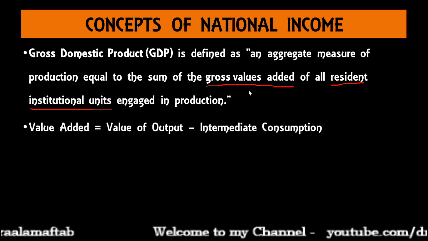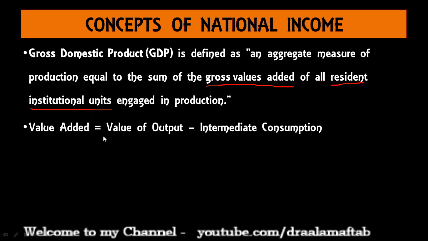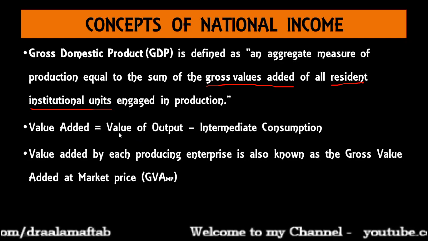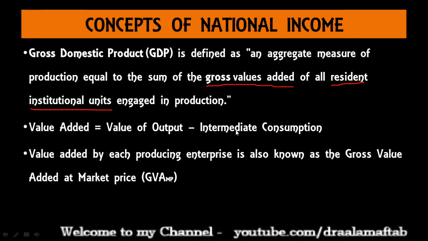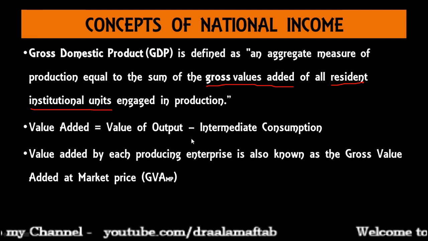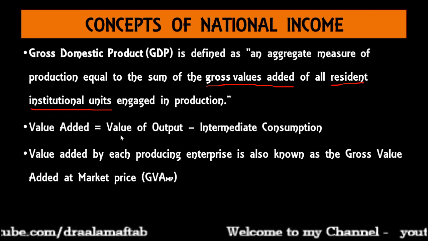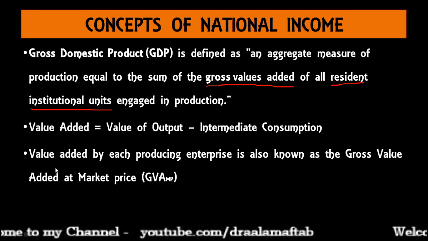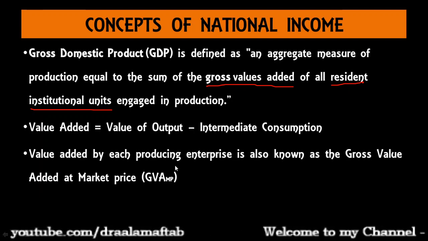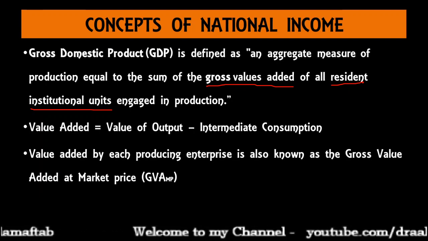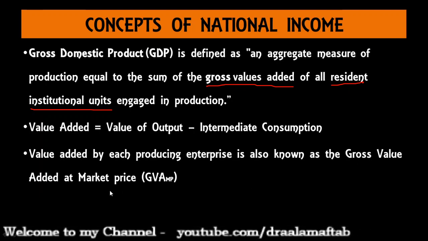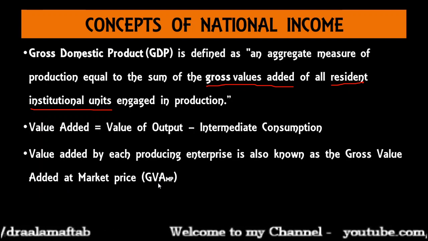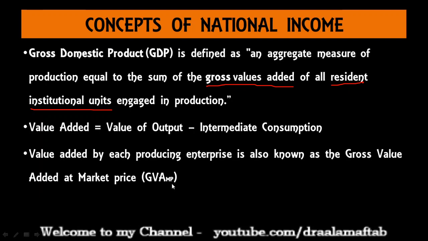And this value added is calculated as value of output minus intermediate consumption. You have to deduct intermediate consumption from the total value of output, and you will get value added. So this value added by each producing enterprise in the economy taken together is known as gross value added at market price, or in short GVAMP.